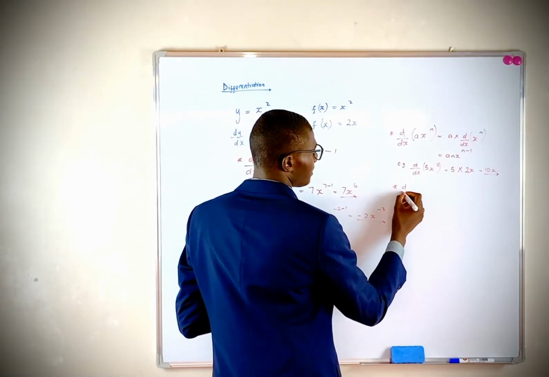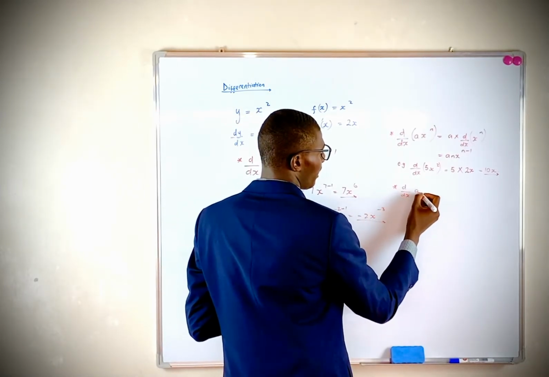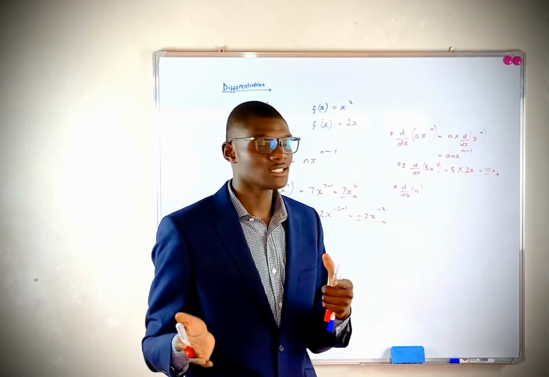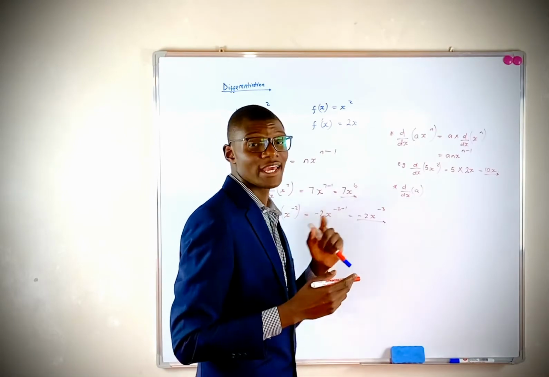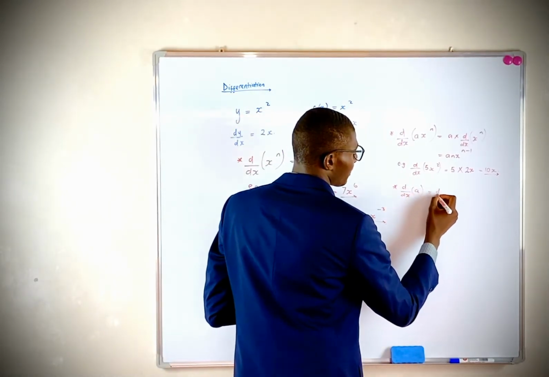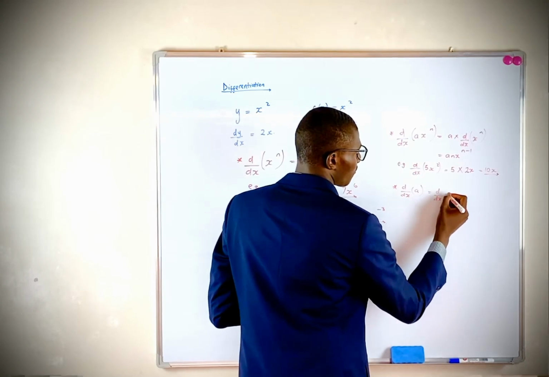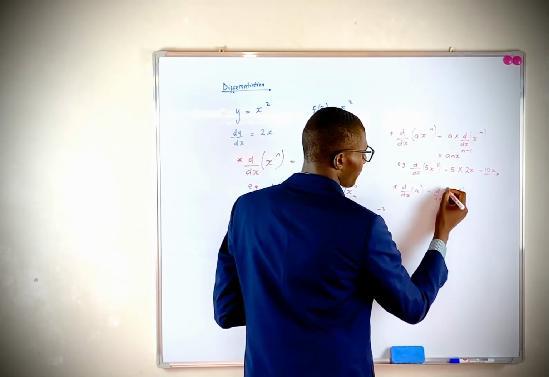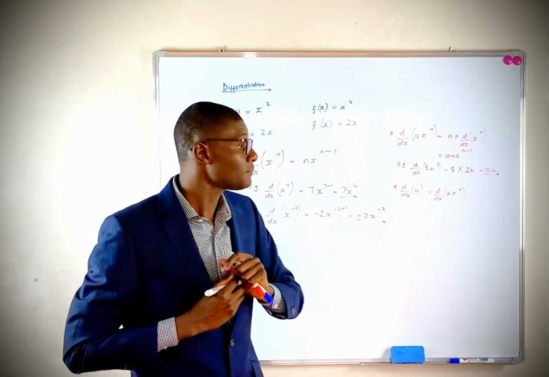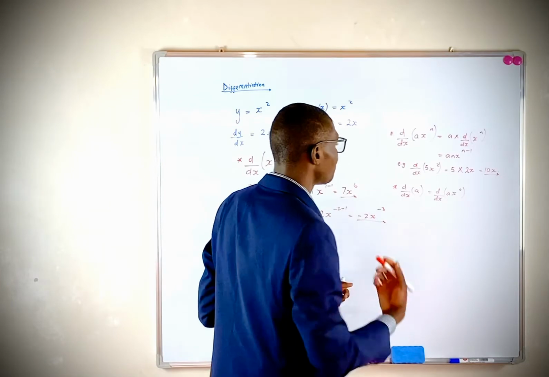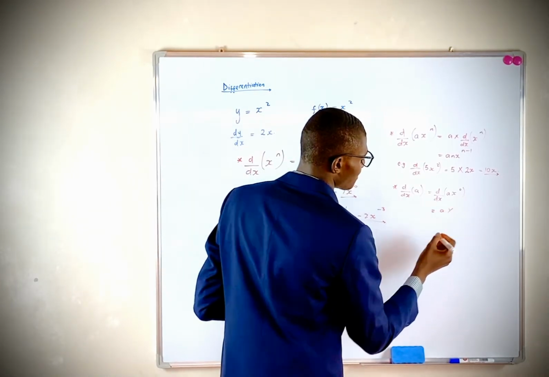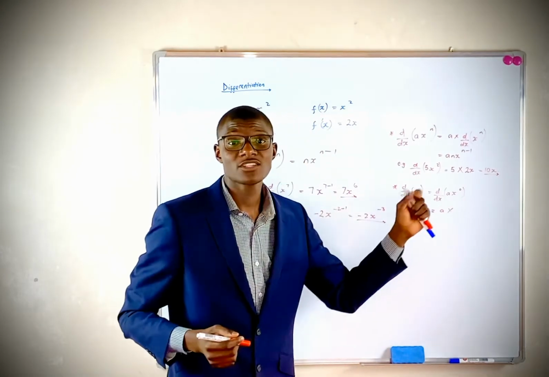So d by dx of a, which is a constant, we know that if a is a constant, then it will be ax to the power of 0. So we can rewrite this as d by dx of ax to the power of 0. So now, let's do what we talked about here. If we take out the a, this is going to be equal to a times the derivative of x to the power of 0.